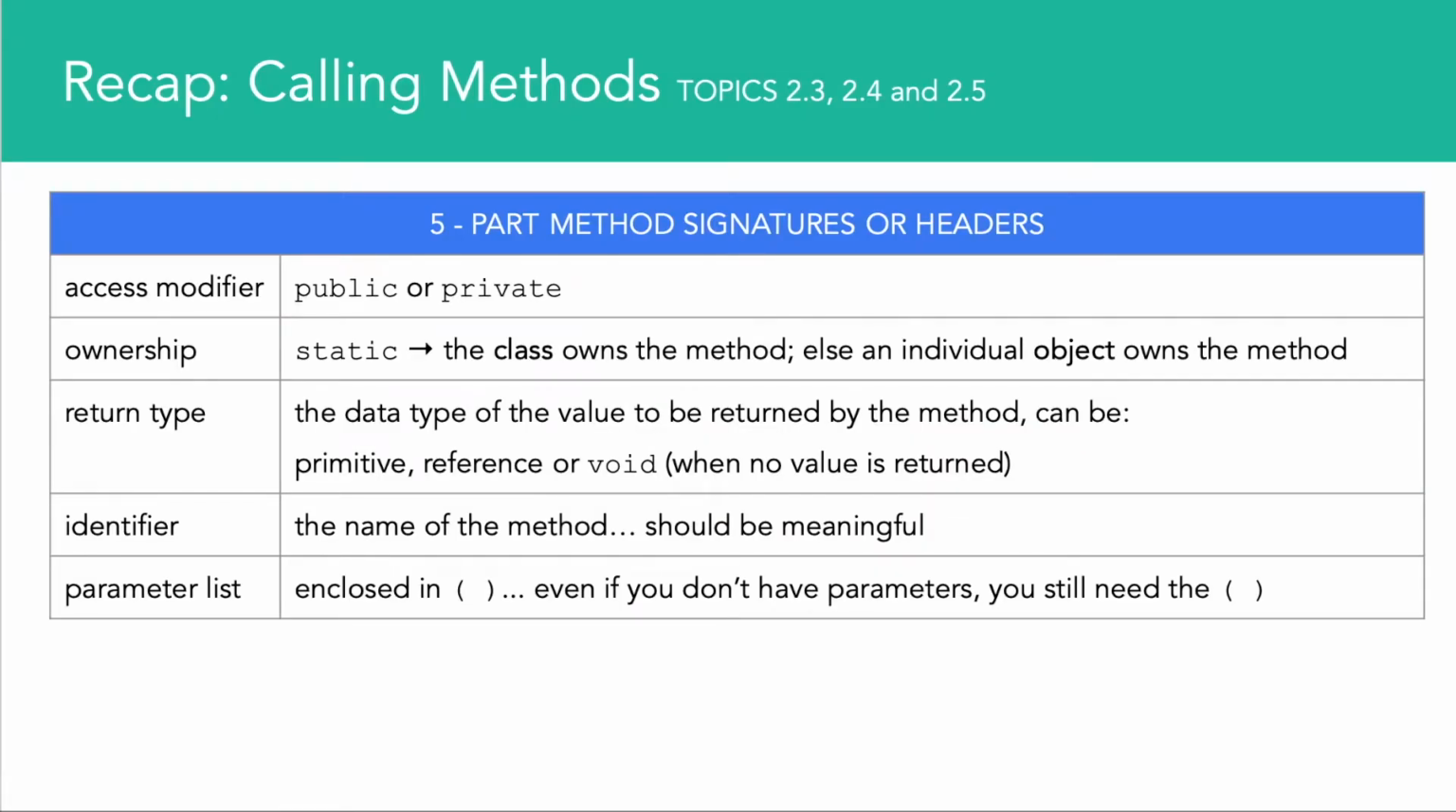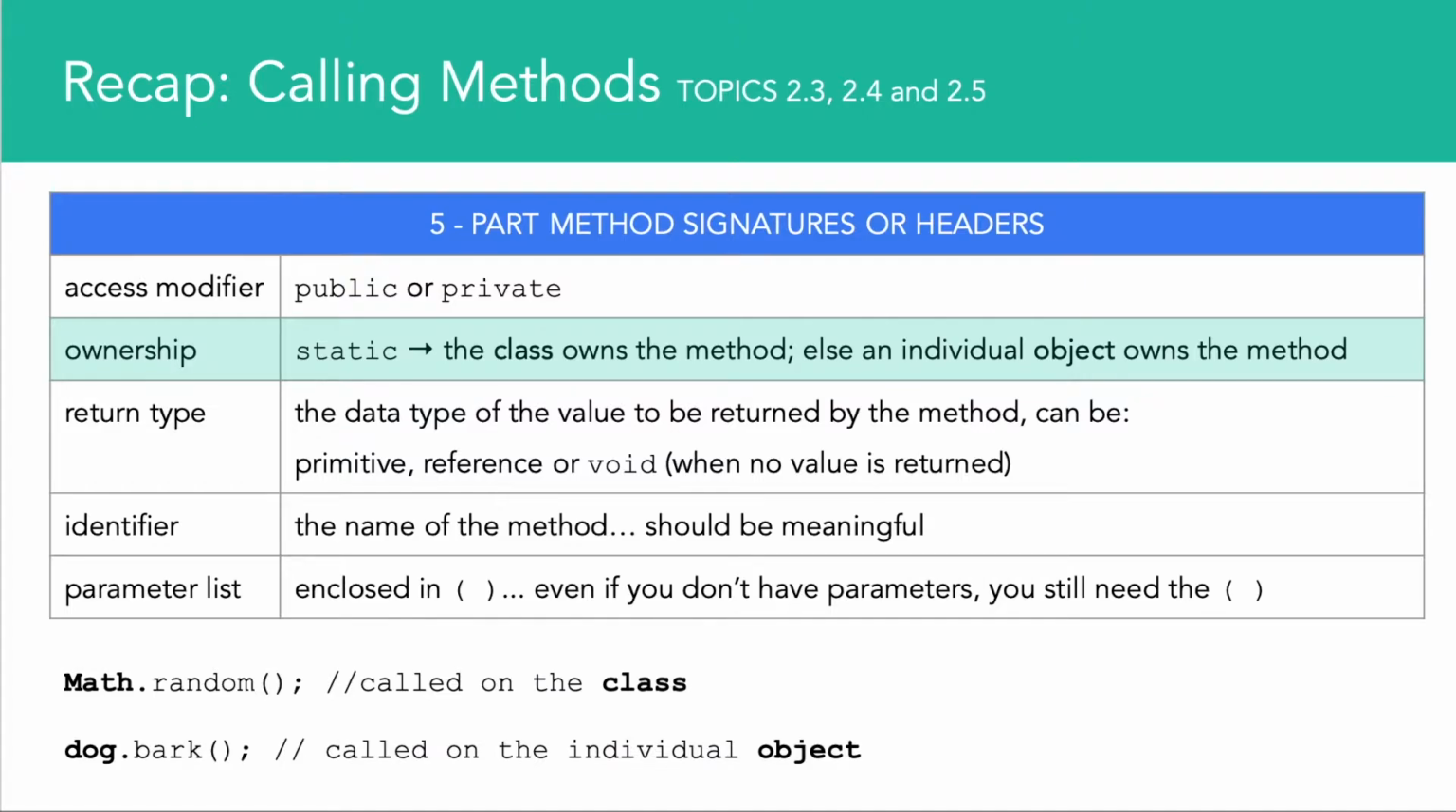Let's do a quick recap on calling methods from Unit 2, Topics 2.3, 2.4, and 2.5. There are 5 parts to consider when writing a method signature. The access modifier needs to be set to public or private. Ownership needs to be determined. Will the method be a static method in which the class owns the method, or non-static where the object owns the method? Ownership determines what gets to call the method.